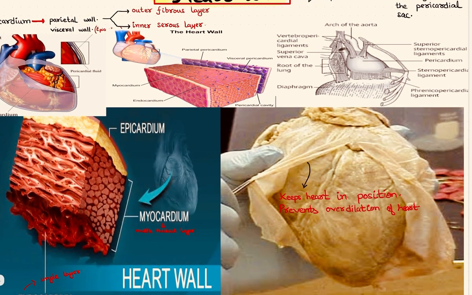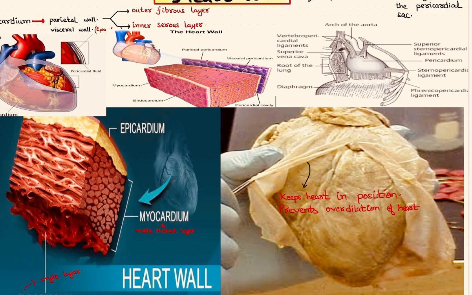Now this parietal pericardium is further divided. The outer part of the parietal pericardium is known as the outer fibrous layer, and the inner part of the parietal pericardium is known as the inner serous layer. And the pericardial fluid is secreted by this inner serous layer.